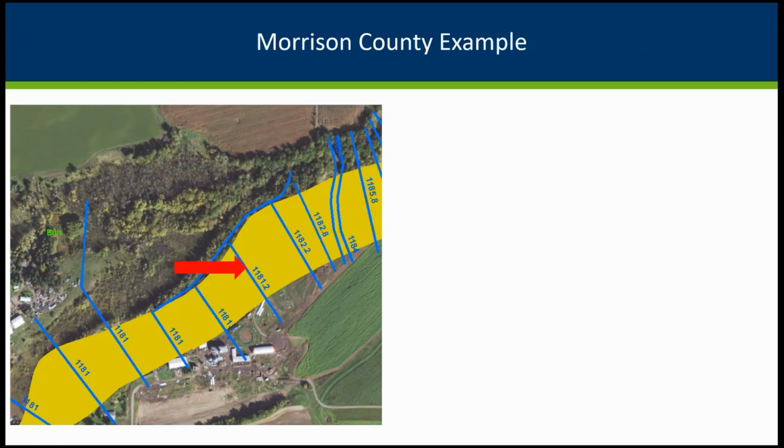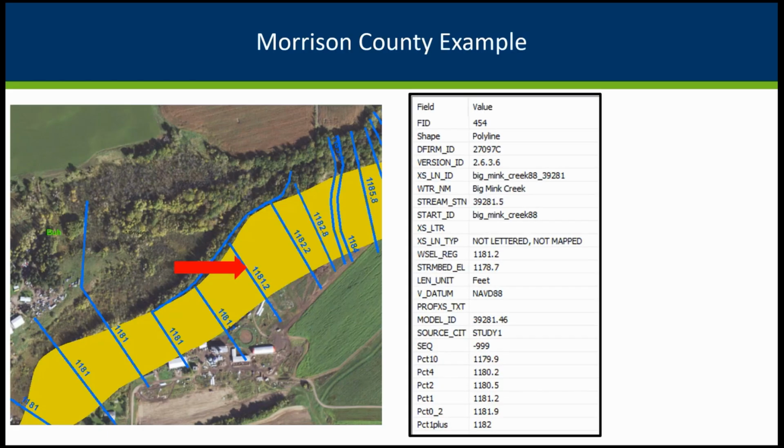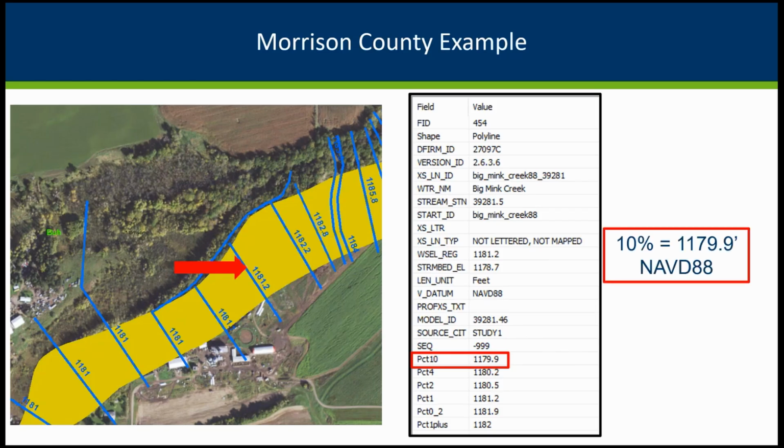So here's an example in Morrison. If you're using GIS, you have that layer, you click on that cross section, you're going to see that data. And so in this example, I'm looking for the 10-year because they're looking at an on-site septic system in the area. And if you know the 10-year, you have to keep areas of that system above the 10-year. So here we've got that great data available now.